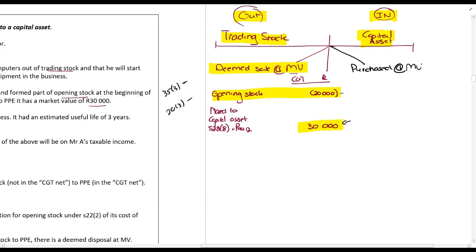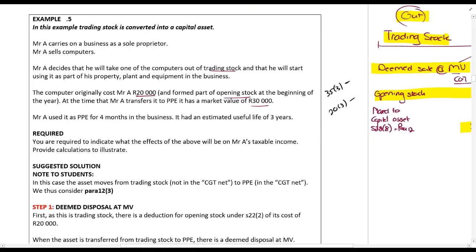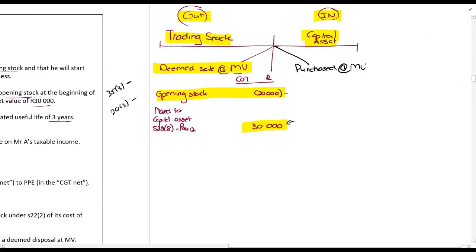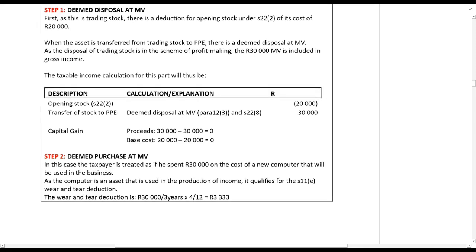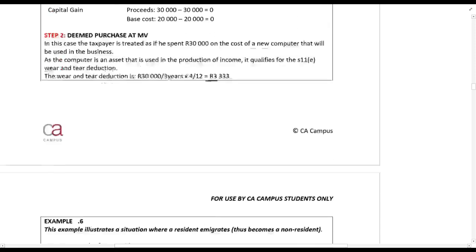Now what happens when you buy a capital asset? You can claim a capital allowance. They tell you it will be used for 4 months and has a useful life of 3 years. The market value is 30,000. So you are treated as if you bought it at market value, and then you can claim an allowance. Will be section 11(e), which is your wear and tear section, 30,000 rands divided by 3 times 4 over 12. Right, there we go.